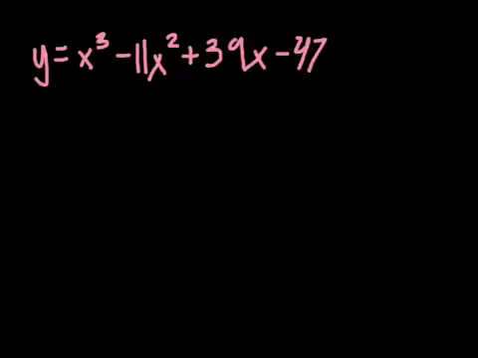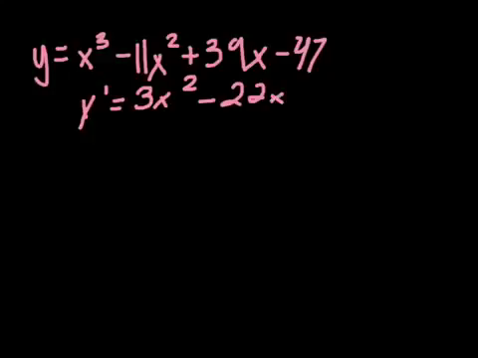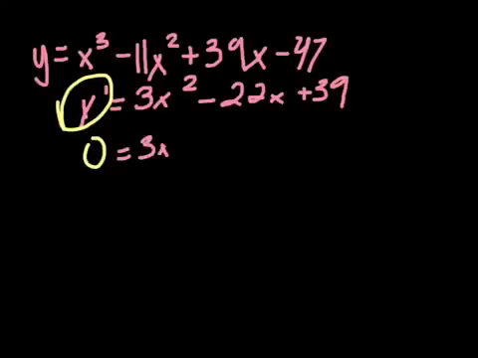y equals x cubed minus 11x squared plus 39x minus 47. To solve this, you first have to take the derivative. So y prime equals 3x squared minus 22x plus 39. Next, to solve for critical numbers, we have to make this equal to 0. So 0 equals 3x squared minus 22x plus 39.